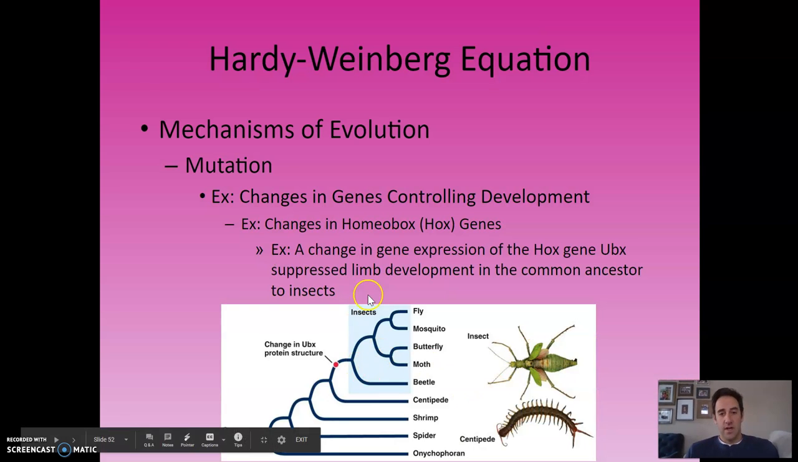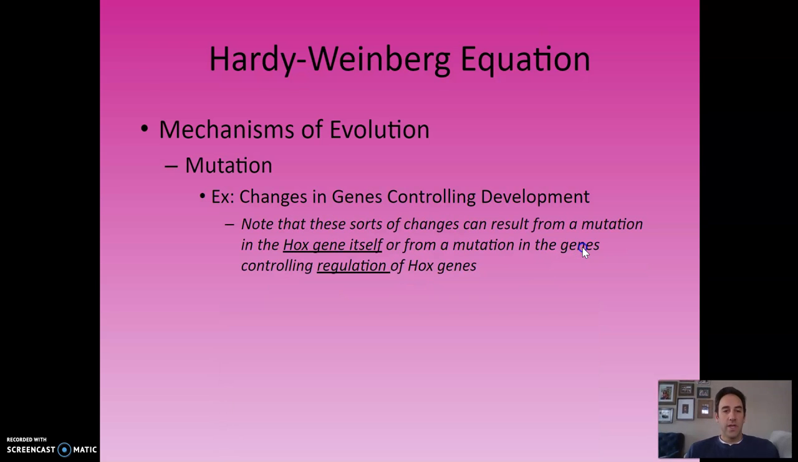Here's another one. There's a HOX gene called UBX, and it also suppresses limb development. And so, centipedes, the ancestor of insects kind of resembled a centipede, really, but then genes that suppress its limb development eventually caused it to only have these 6 legs, and that basically was the origin of insects. And then we had all these other groups branch off from there.